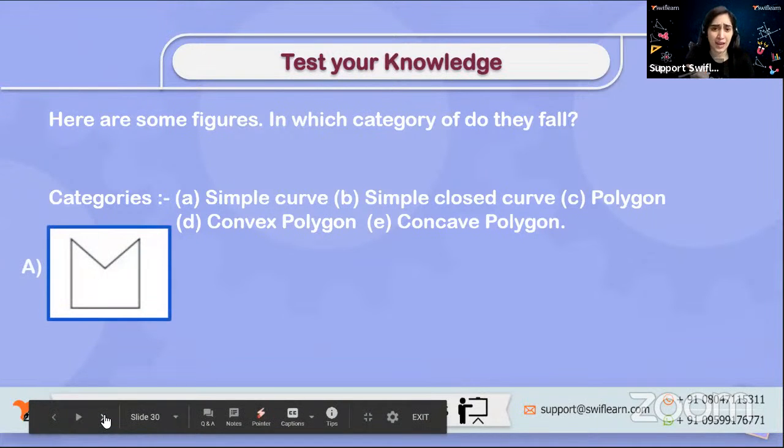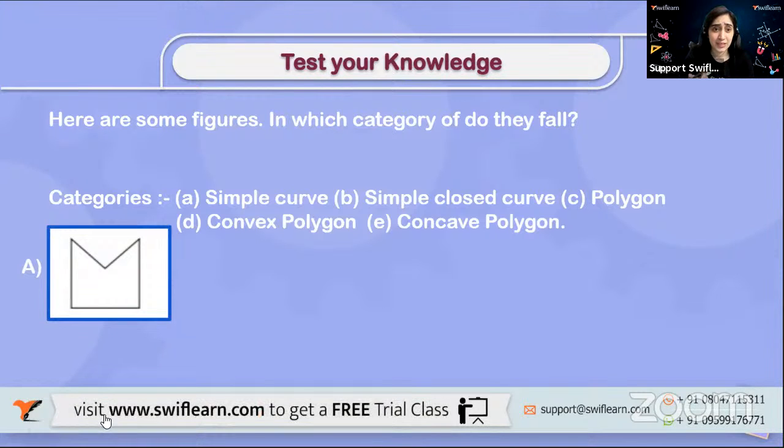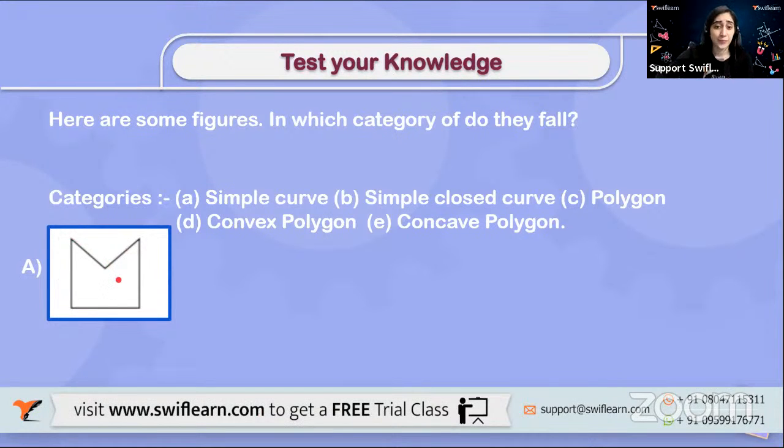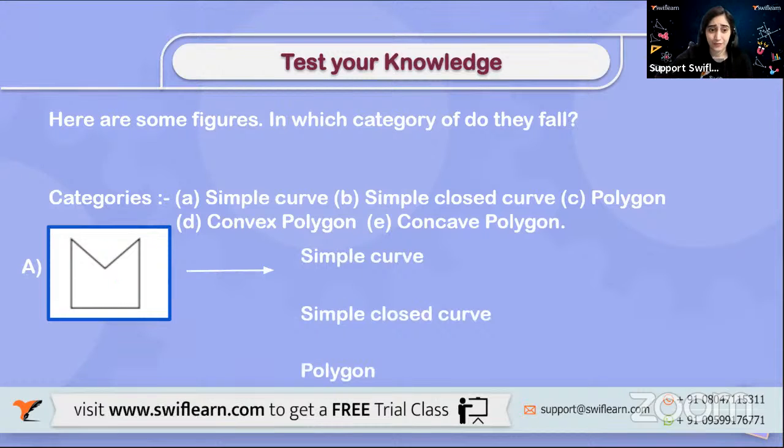Okay, that's figure number A. Is it a simple closed curve? Yes, it is closed. Is it a polygon? Yes, it's made of line segments and it's closed and it's simple. Yes, it is a polygon. And now you have to tell me which polygon it is. Is it convex or concave? Think of the diagonals. Are all the diagonals coming inside? No. One diagonal is going outside. Can you see it here? Yes, this diagonal. That's why we call it a concave polygon.